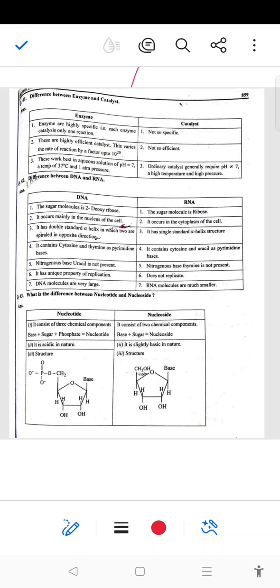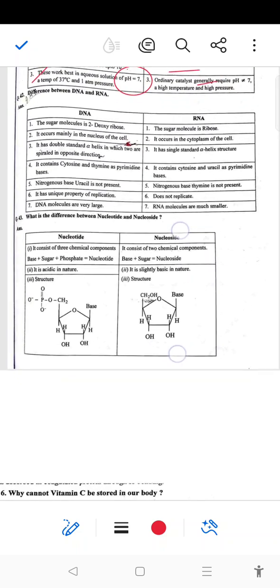Next, important difference between enzyme and catalyst. Enzymes are highly specific, and each enzyme catalyses only one reaction, and the catalyst is not so specific. Enzymes are highly efficient catalysts and vary the rate of reaction by up to a factor of 10 to the 20. Ordinary catalysts are not so efficient. Enzymes work best in aqueous solution at pH 7. Ordinary catalysts generally require pH not equal to 7, a high temperature and high pressure.